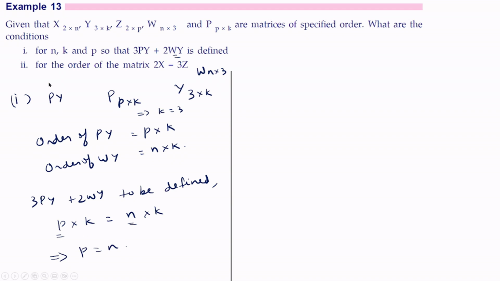So this is the condition for n, k and p, so that 3PY plus 2WY is defined. K should be equal to 3. Next we have the second subdivision. For the order of matrix 2X minus 3Z to be defined, the order of X and Z should be the same. So the order of X is 2 by n and the order of Z is 2 by p. So 2 by n should be equal to 2 by p, which implies n equals p. So these are the required conditions.